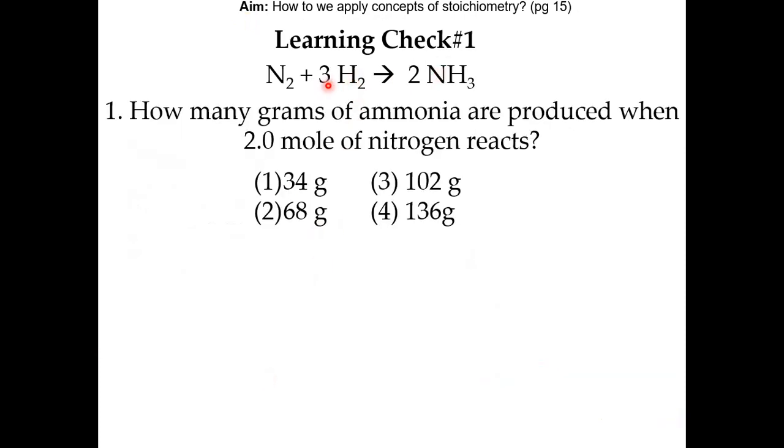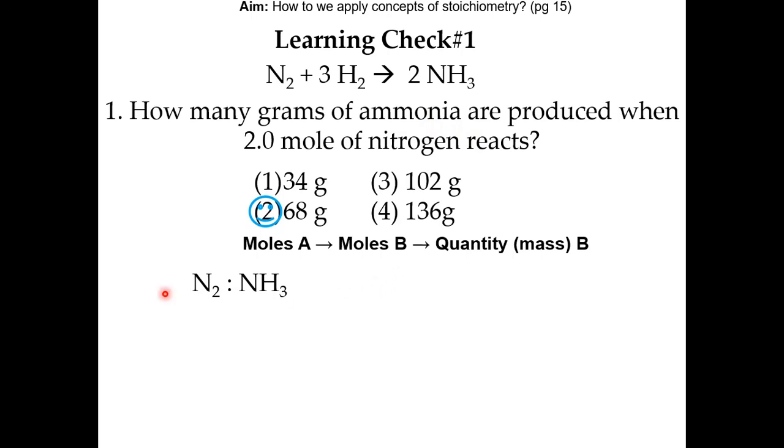Learning check number 1. Given the chemical equation, how many grams of ammonium are produced when 2 moles of nitrogen reacts? Pause the video and resume once completed. The answer is choice 2, 68 grams. So this is how you would do it. This is the general strategy. You're given the moles of nitrogen and you want to find the mass of ammonia.